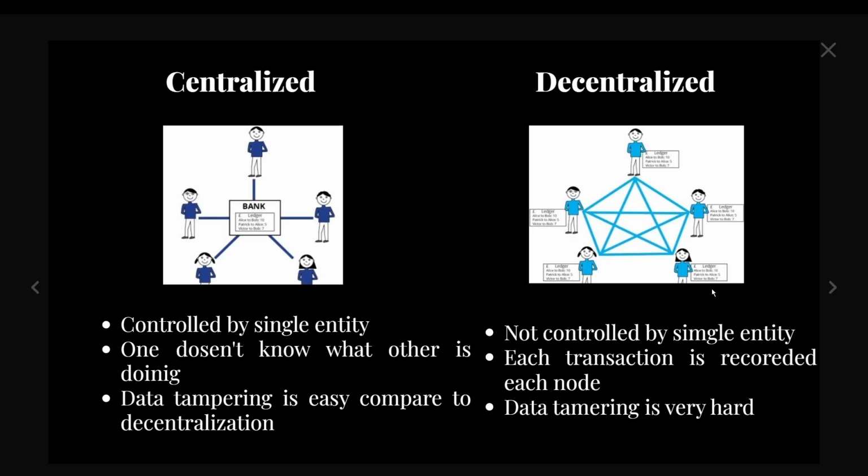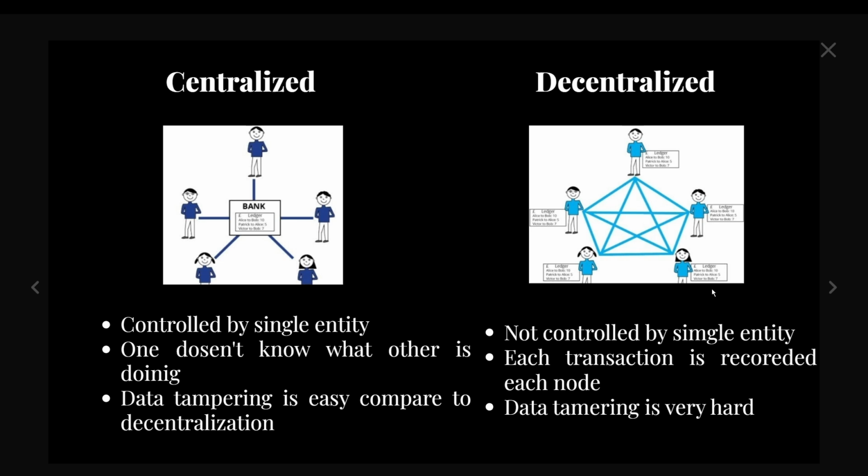So let's see what is the difference between a decentralized system and a centralized system. In a centralized system, a single party has control over the entire thing, meaning a single entity or party controls the entire process. In a decentralized system, no single authority has control over the system. In a centralized system, such as a bank, the data is not transparent. In a decentralized network, whatever the transaction is, it gets recorded on each node.